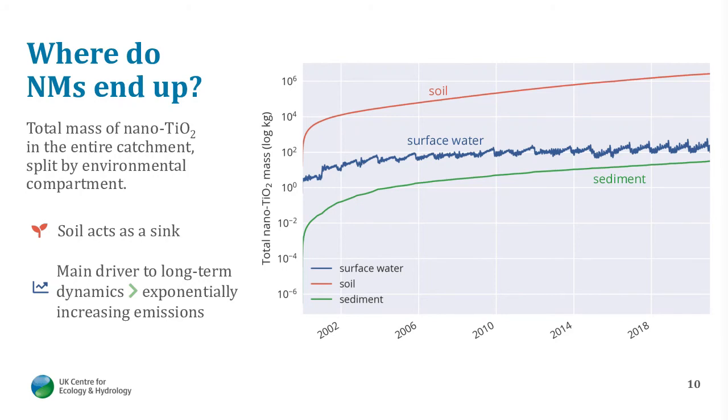And just to demonstrate that stuff is happening in the other compartments, this is the same graph but logged, and you can see that in waters and in sediments, nanomaterials are increasing in mass over time, but not at as high a rate as the soil compartment.